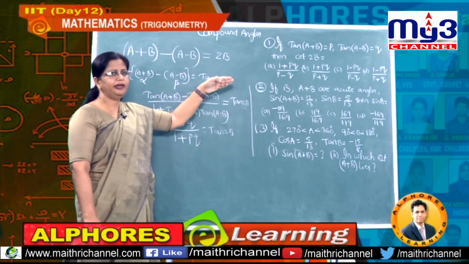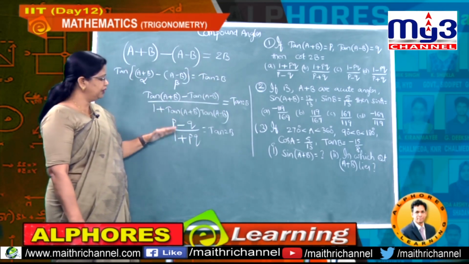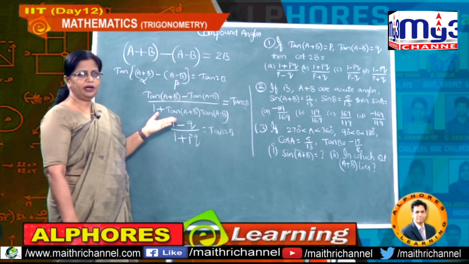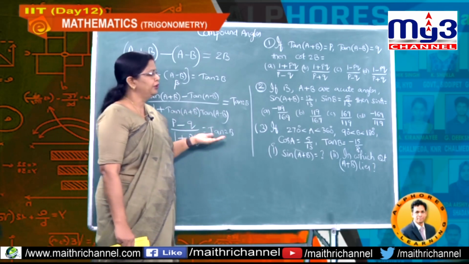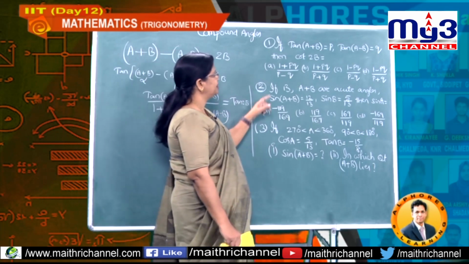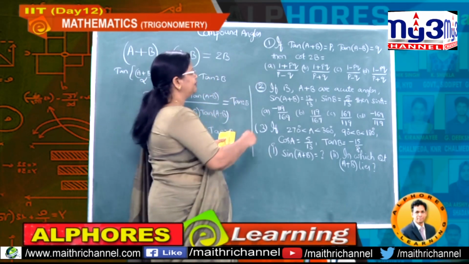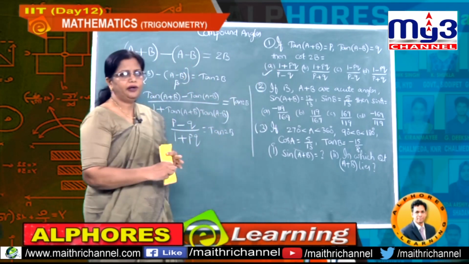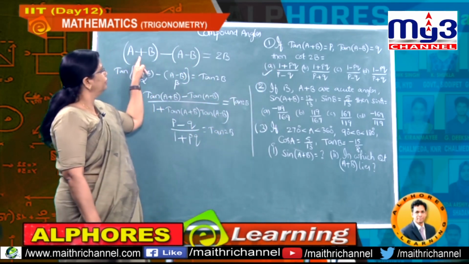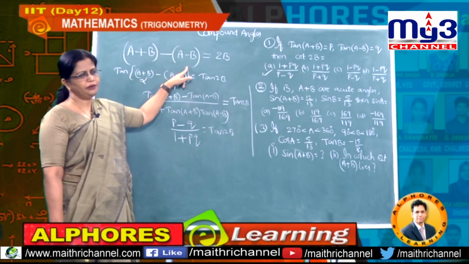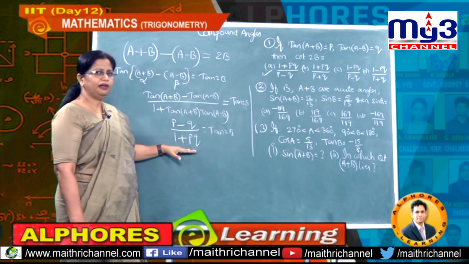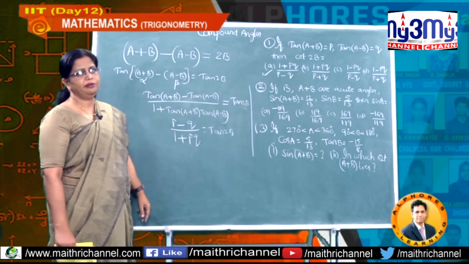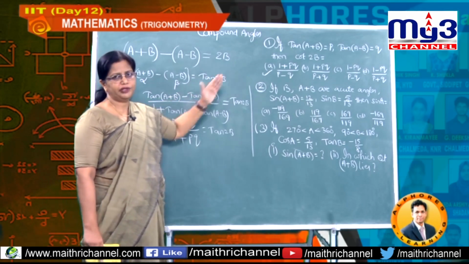Now what is the requirement? Cot 2B. Cot 2B means just the reciprocal of this value. So what is your answer? 1 plus PQ divided by P minus Q. So option A is our answer. We found tan 2B using this kind of concept, and after that we just took the reciprocal, that is 1 plus PQ divided by P minus Q. So you got option A.